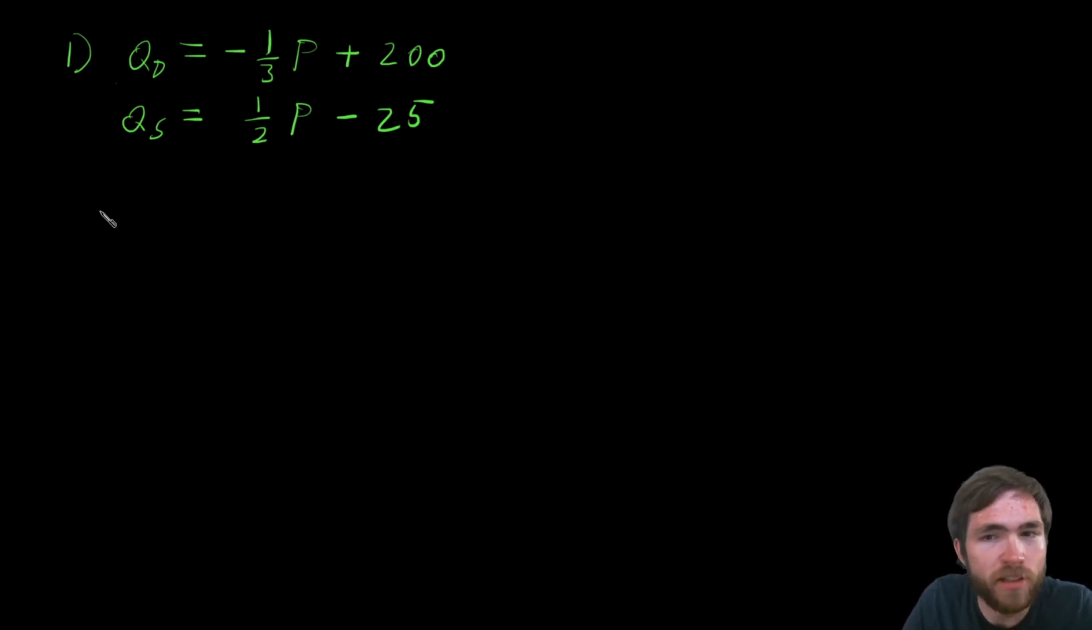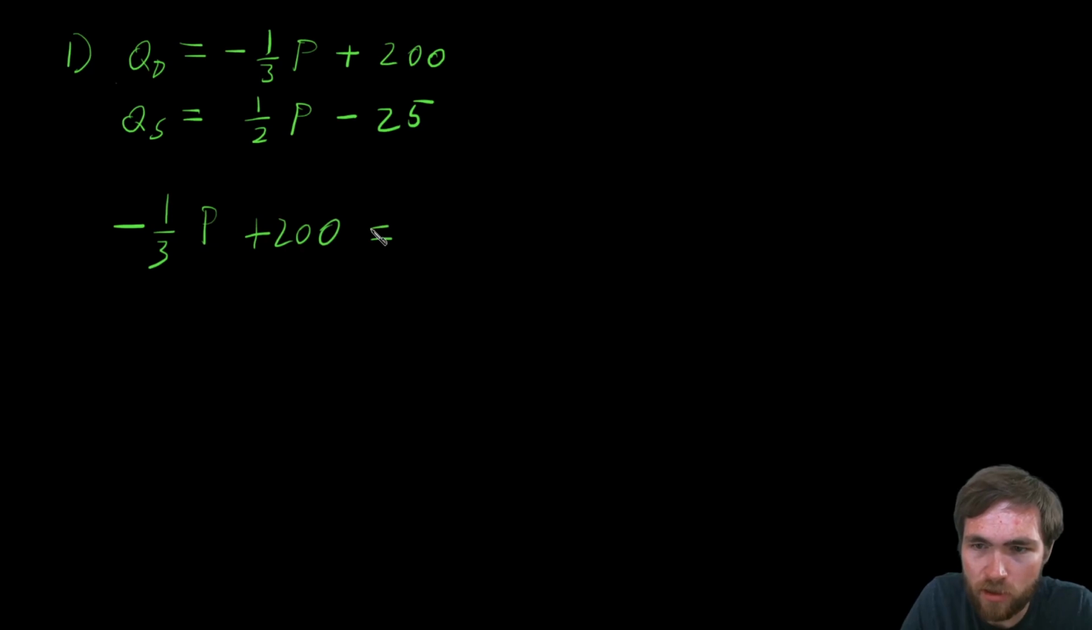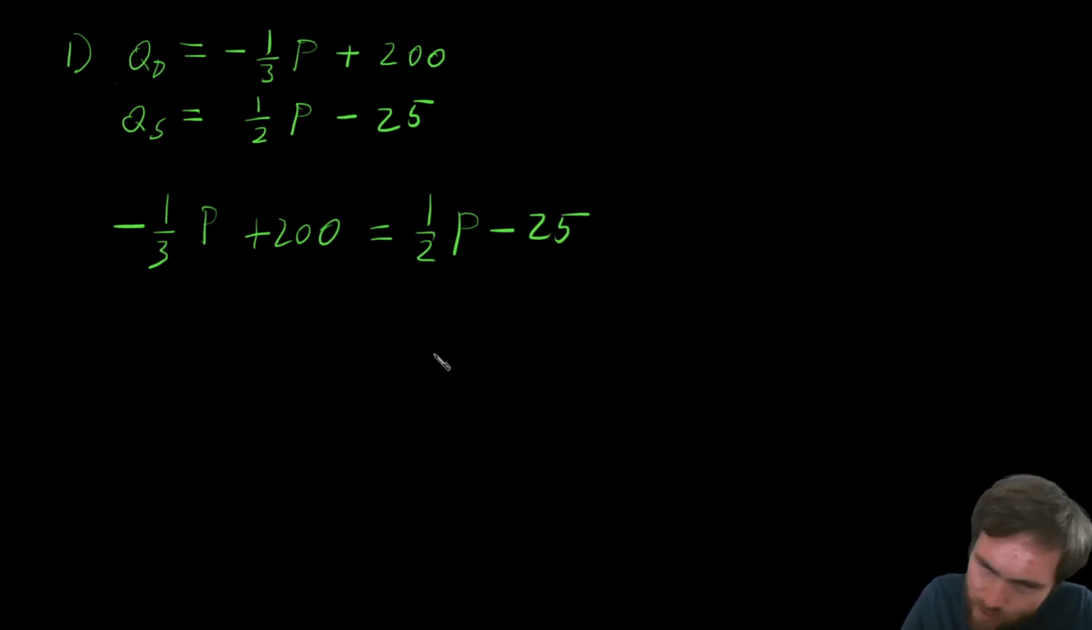The first step here is to set these two equations equal to one another. So we know that equilibrium is where quantity demanded is equal to quantity supplied, so we can set QD equal to QS. And that leaves us with this expression, negative 1/3 P plus 200 is equal to 1/2 P minus 25. And so just like in your college algebra course, you need to get all the P's on one side and everything else on the other. So let's go ahead and move the negative 1/3 P over to the right-hand side.